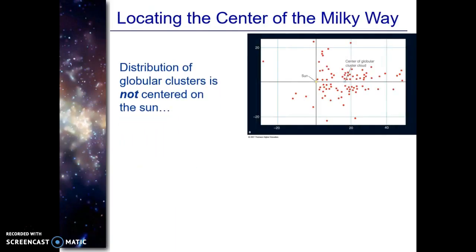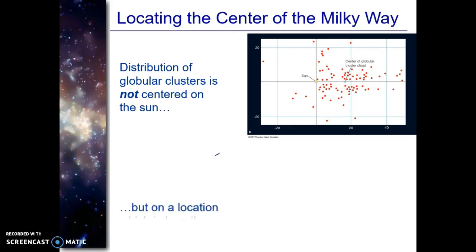So if we were to locate the center of the Milky Way, they found that the sun is not the center of the Milky Way. It's not the center of the galaxy. It's actually off to the side. What's the center of the galaxy? It's not centered on the sun, but it's in a location that's obscured.